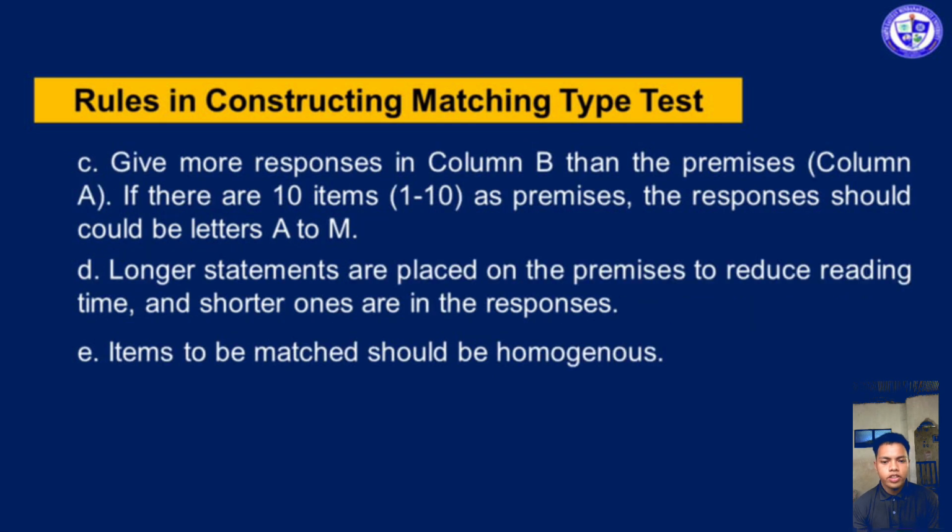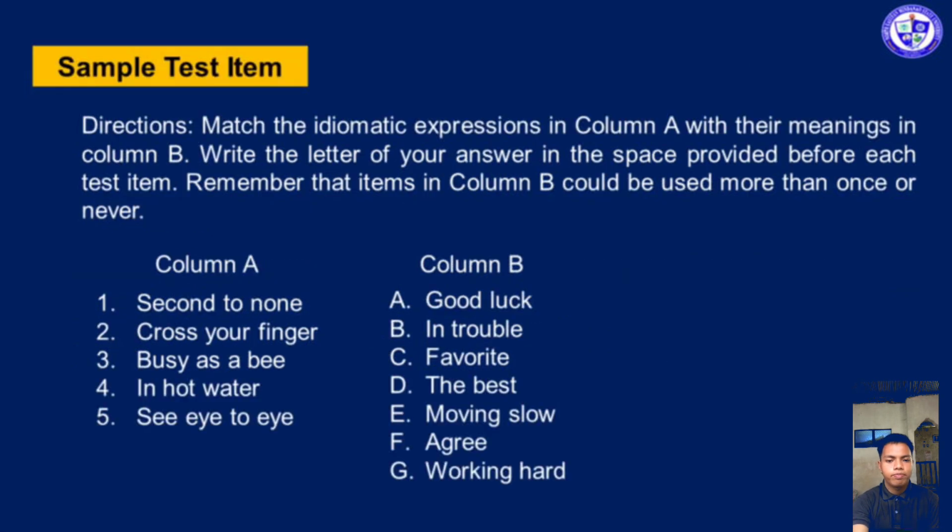Third, give more responses in column B than the premises. If there are 10 items as premises, the responses should be letters A to M. Fourth, longer statements are placed on the premises to reduce reading time, and shorter ones are in the responses. And lastly, items to be matched should be homogeneous. So take a look at this example of a matching type test.